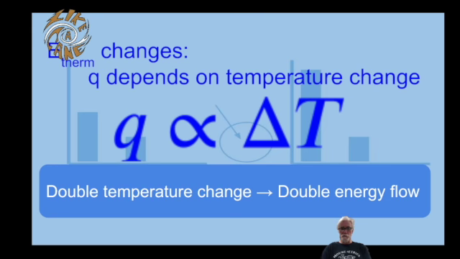That's what that little funny symbol in between the Q for heating and delta T for change in temperature means. They're directly proportional. Whatever you do to one, you have to do to the other. So to double the temperature change, you have to add double the energy through heating.